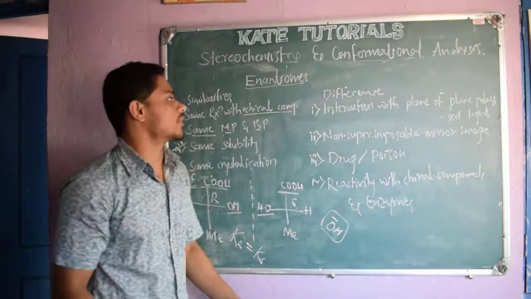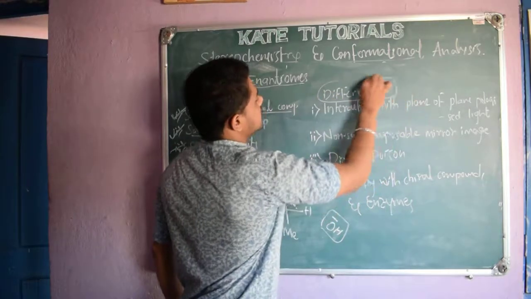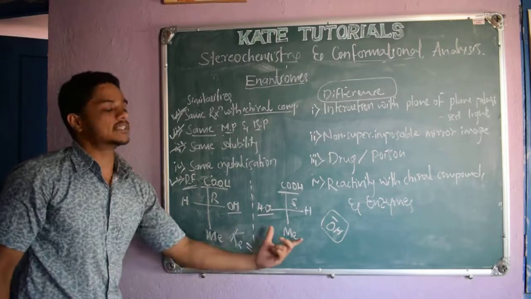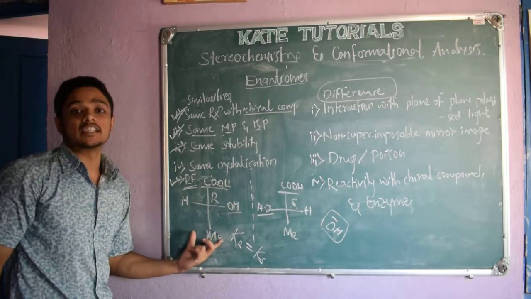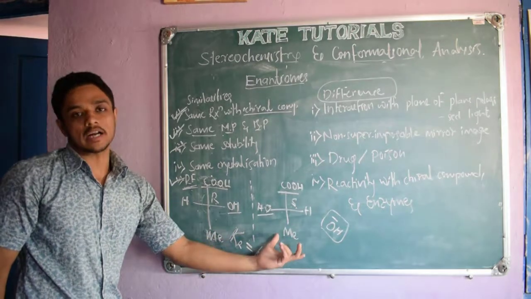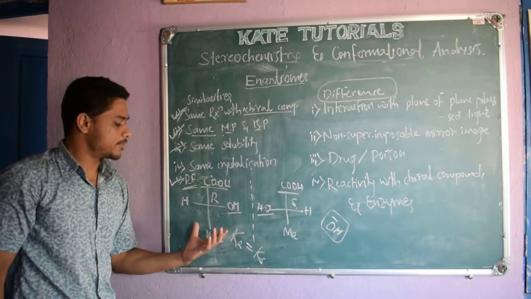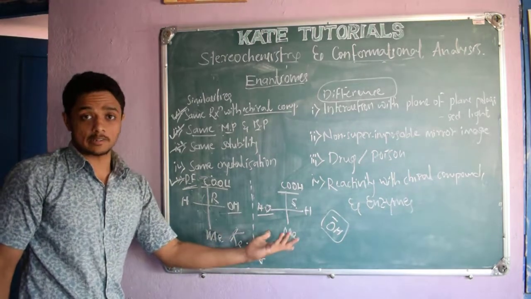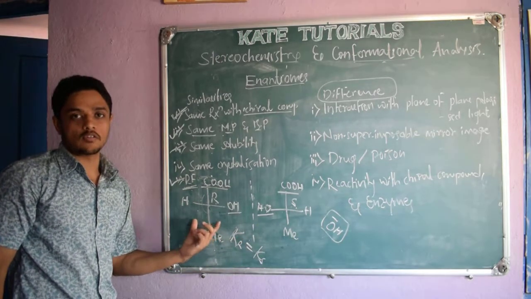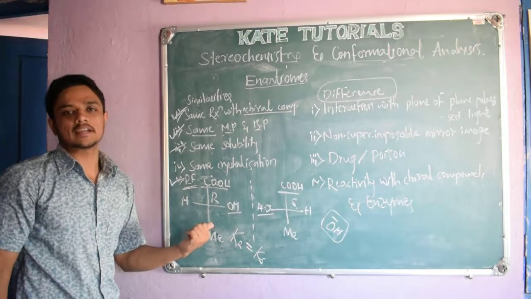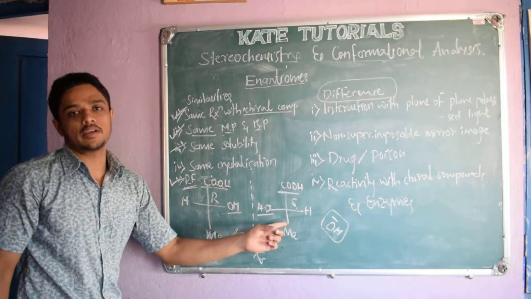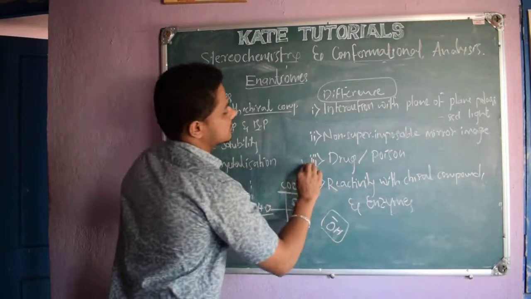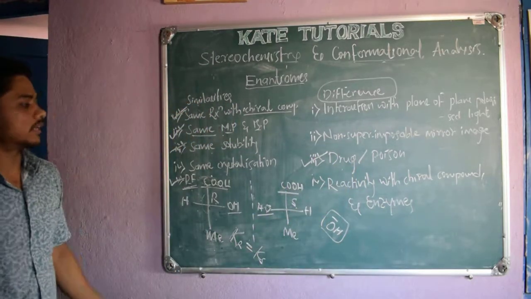But a few things are different. The different things are written here. See here. This is R and this is S. One may act as a drug and the other may not act as a drug. That is, one may be good, one may be bad. It may act as a drug, it may act as poison, or it may be useful for us. If it acts as a drug, it will be useful for us. If it is acting as poison, it is not useful. So one difference is it may act as a drug or it may not.